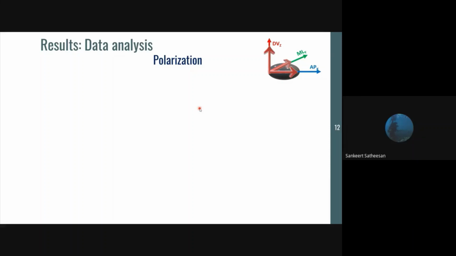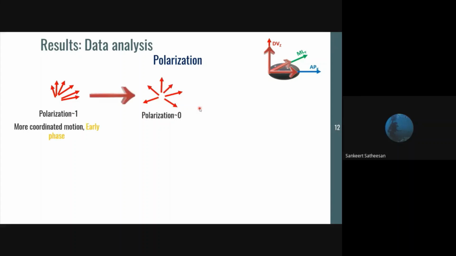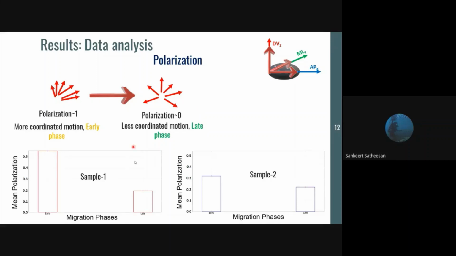Another metric we were interested in checking was the polarization. Polarization is the measure of the coordination of the movements between the cells. Our expectation was that in the early phase the motion will be more coordinated, and during the late phase it will be less coordinated. These were the results. You can see that in the late phase, the polarization values are smaller compared to the early phase.